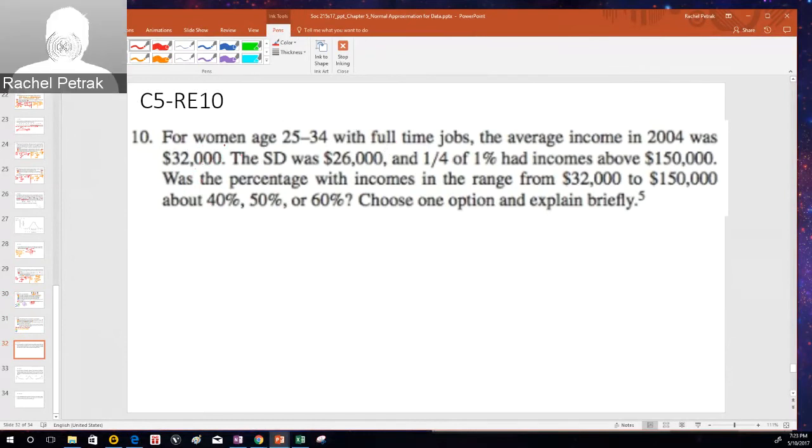For women aged 25 to 34 with full-time jobs, the average income in 2004 was $32,000. The standard deviation was $26,000, and 1/4% had incomes above $150,000. Was the percentage with incomes in the range from $32,000 to $150,000 about 40%, 50%, or 60%? Okay, just a moment.